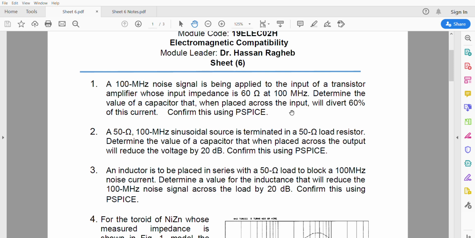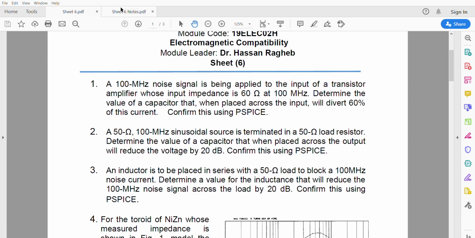So let's start with question 2. A 50 ohm 100 MHz sinusoidal source is terminated in a 50 ohm load resistor. Determine the value of a capacitor that when placed across the output will reduce the voltage by 20 dB.